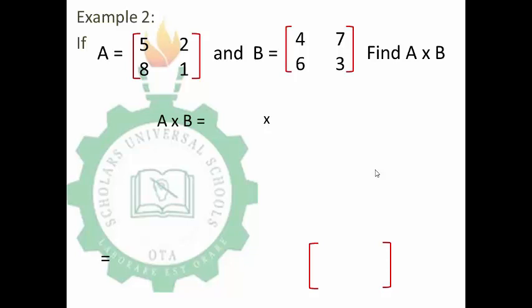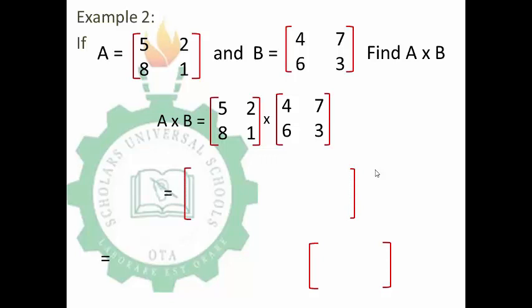A multiplied by B will give you the elements 5, 2, 8, 1 multiplied by the elements 4, 7, 6, 3. Then we can have it this way. Now, if we want to get the first number here, we must use this one to multiply this and this to multiply this. So 5 will multiply 4 plus 2 will multiply 6. Let us see how it goes. So this is 5 multiplied by 4, 2 multiplied by 6.